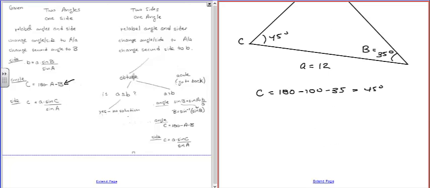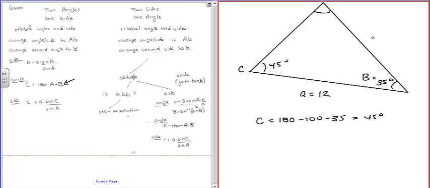One more thing we need to do is label this as side C and this as side B. So we have A, the one where the angle is matched up with the side. This is angle B, the second angle we're given. Opposite that is side B. We can calculate angle C, the third angle, and the side opposite that is side C.